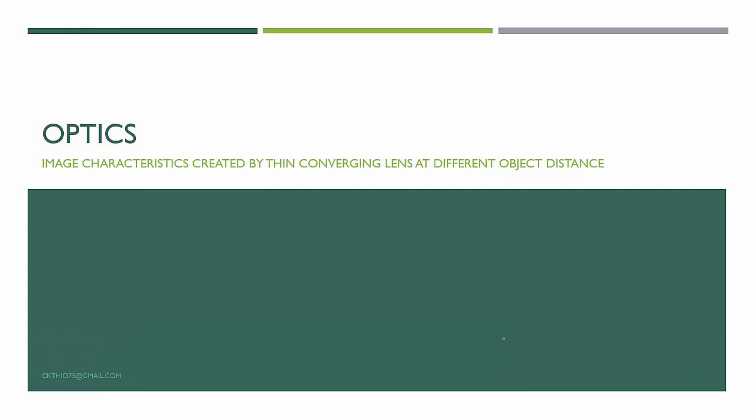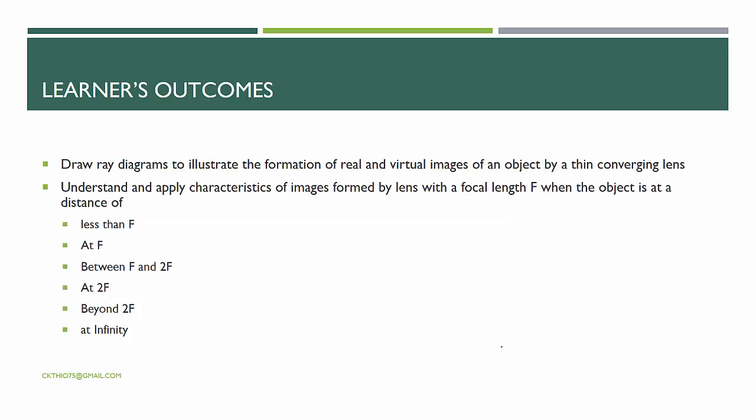Okay, in this lesson we will talk about image characteristics created by the thin converging lens at a different object distance. So these are the learning outcomes. Basically, we'll understand and apply characteristics of the image formed by a lens with a particular focal length of f when the object is at different distances.